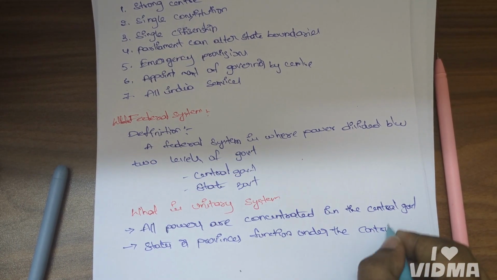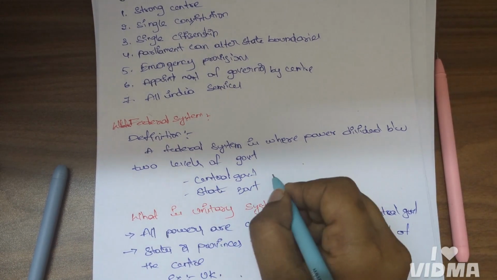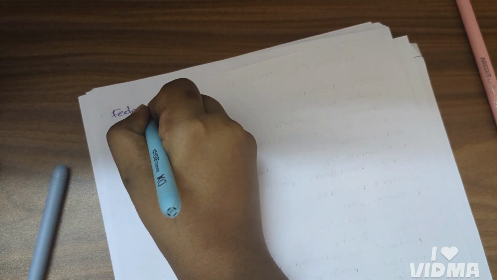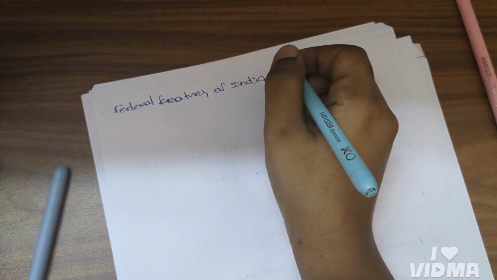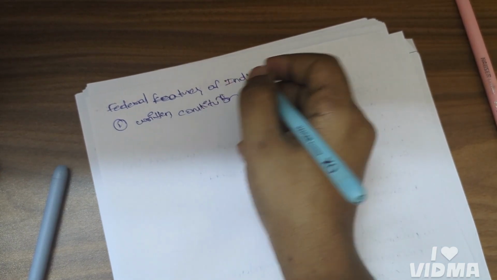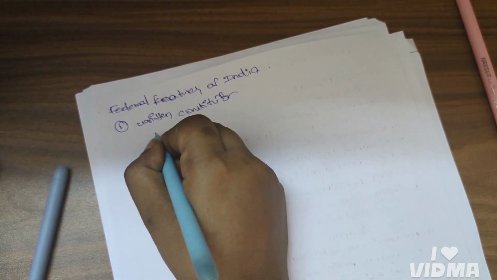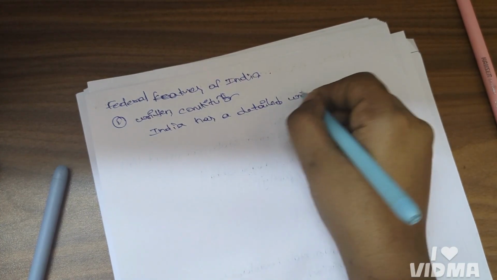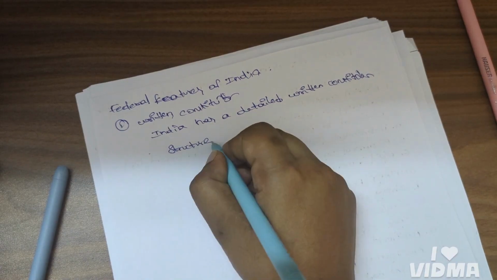Now we will see the federal features of India one by one. So the first federal feature of India is that it's a written constitution. The federal system requires a written constitution to clearly define its powers. India has a detailed written constitution. It clearly defines the structure of the government and the powers of center and states. India has the lengthiest written constitution in the world.